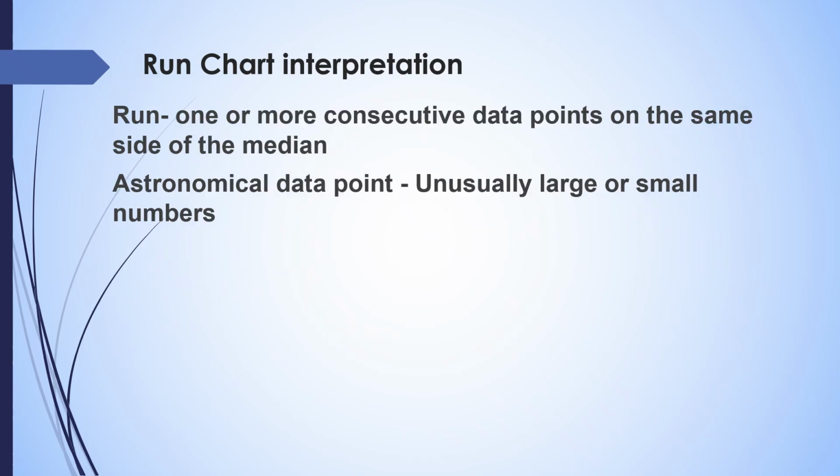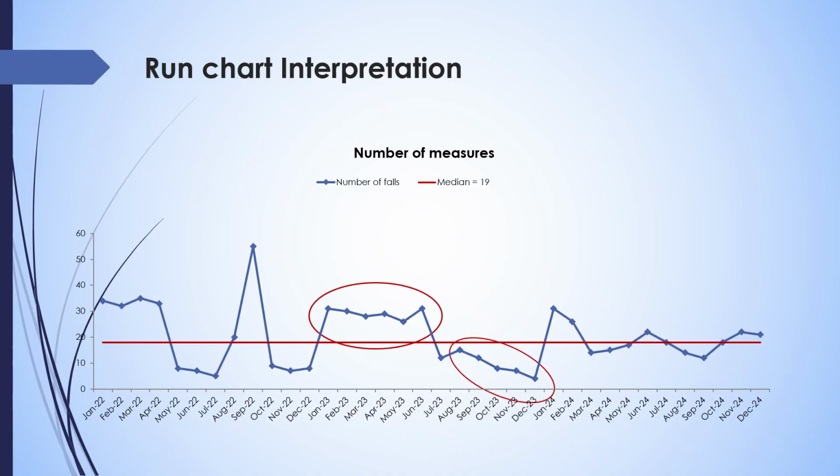A run is one or more consecutive data points on the same side of the median. An astronomical data point is an unusually large or small number. So let's go to a graph, and then I will explain this to you. Here, see how many measures it has: 1, 2, 3, 4, 5, 6, 7, 8, 9, 10, 11, 12, 13, 14, 15, 16, 17, 18. I think there are 30 plus data points in this run chart.